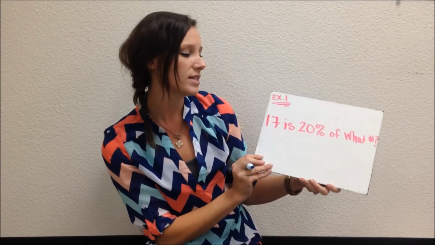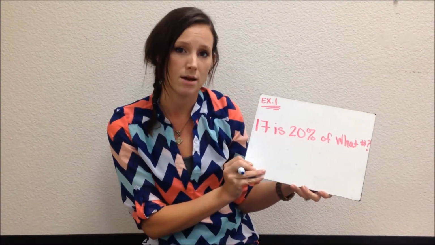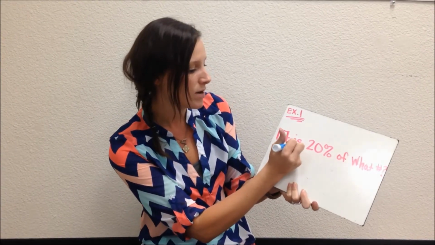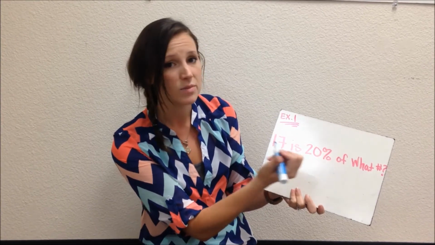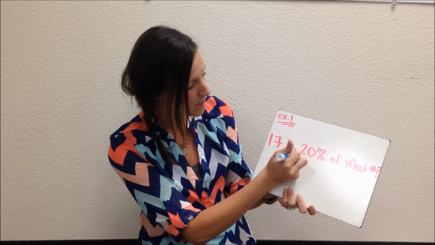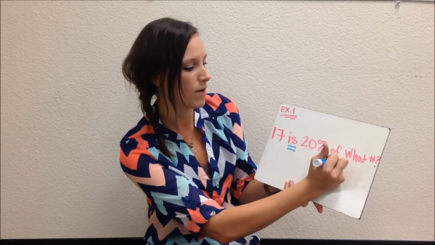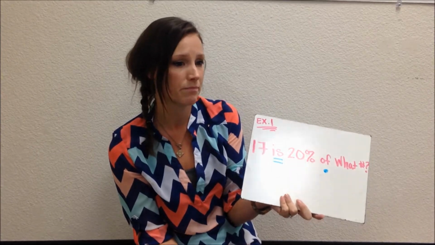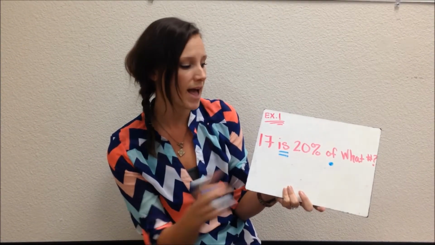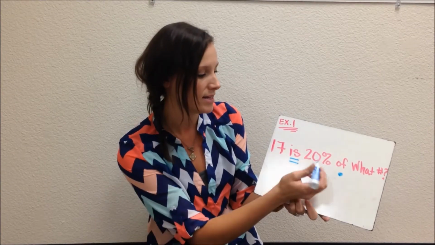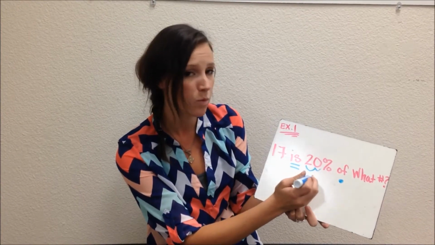Okay, let's go ahead and get started with example number 1. Example number 1 says 17 is 20% of what number? I'm first going to look for my keywords, and I found a couple. First keyword I have is the word is. The word is means equals, so I'm going to put an equal sign under the word is. And then the word of means to multiply, so I'm going to go ahead and put my multiplication symbol right there. And then the only other rule that I have is I have to change my percent into a decimal. So 20% as a decimal is 0.2.